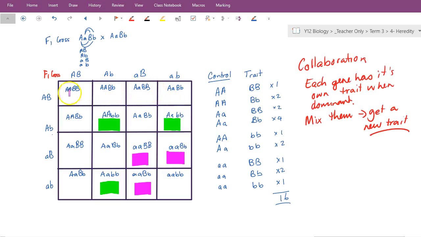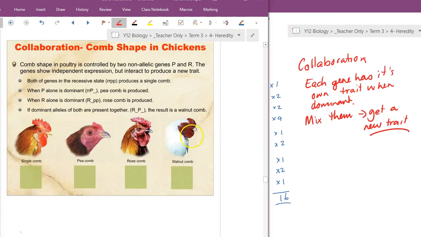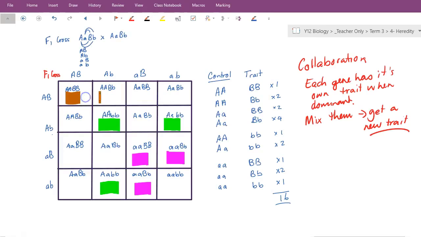The rest of them you have both a dominant A and a dominant B, and they're going to combine to give a new phenotype, remember? If you have both the A and the B gene in its dominant form, you get this other phenotype called the walnut, which is a mixture of both the dominant genes. So let's mark them out. And that's going to end up being all of these guys up here. I've given it a brown color because, you might have noticed, the walnut comb doesn't look anything like the original two phenotypes. Now last but not least, you've got this little recessive guy down here which actually has none.